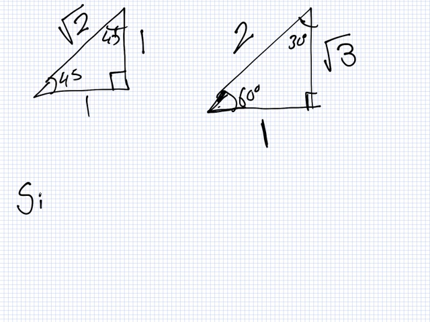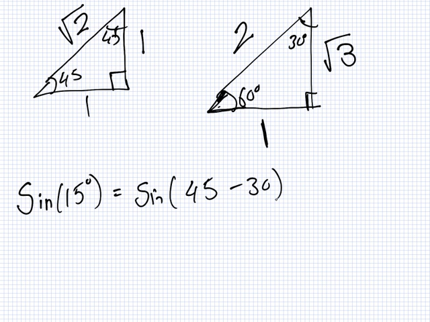Right, so let's see. Suppose I want to calculate sine 15. Do I have 15 on any of these triangles? No, I don't have 15. But what I could do is say 15 is the same as 45 minus 30. Do I have 45? I do. And do I have 30? I do. So this is sine A cos B minus sine B cos A.